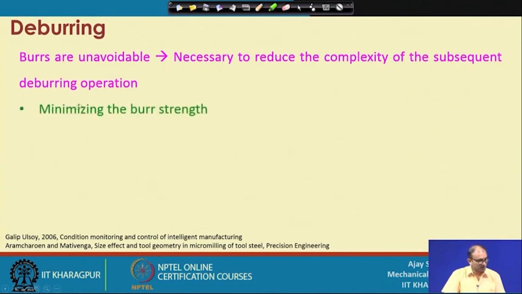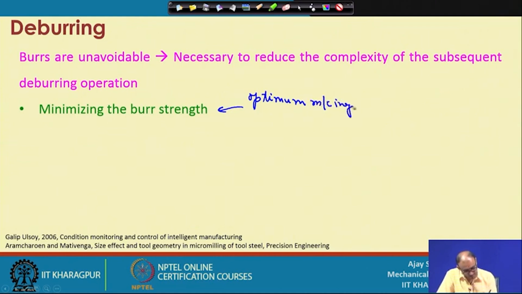So, in which way can we do that? First is minimizing the burr strength. How can you reduce that burr strength? That means you have to set the optimum machining process parameters, that is speed, feed, depth of cut, and these are the main ones.